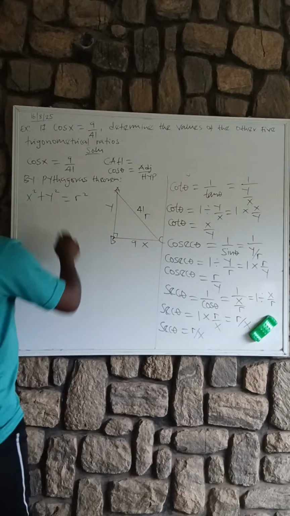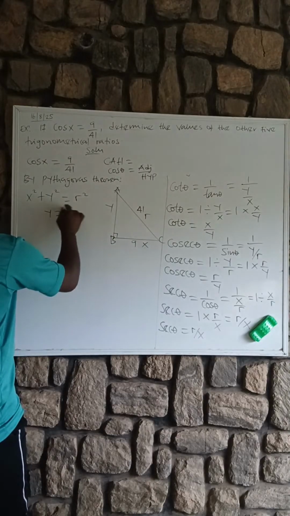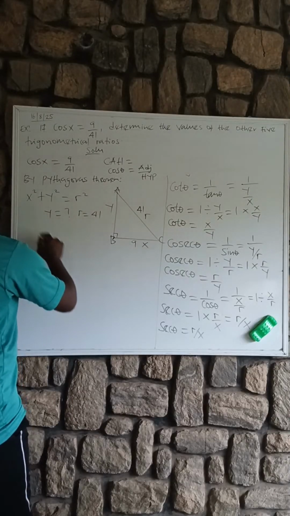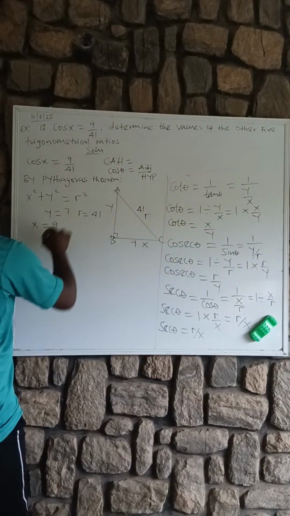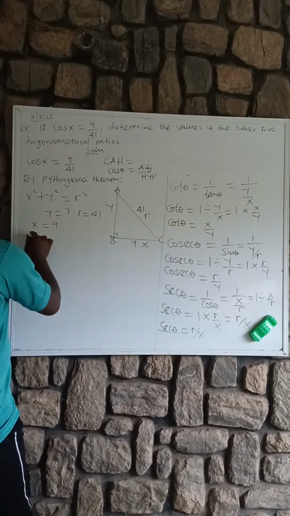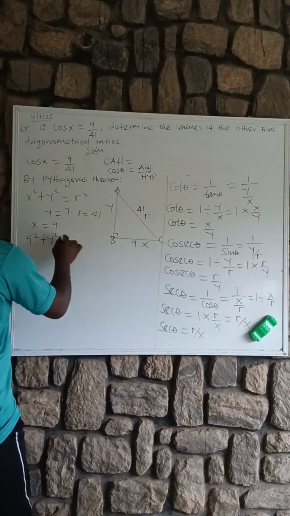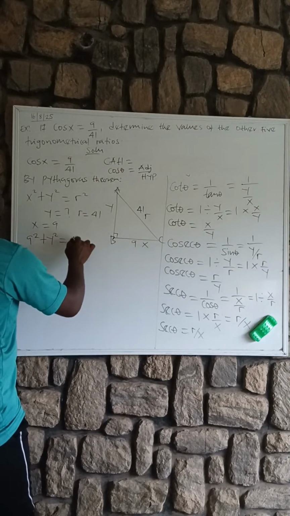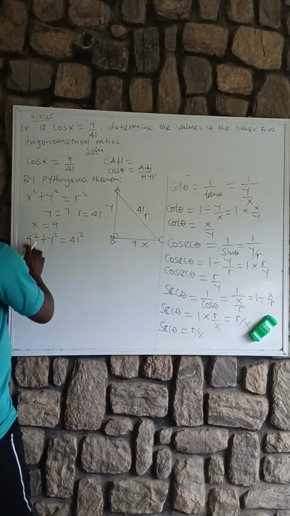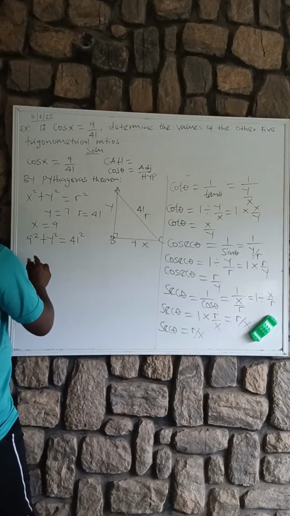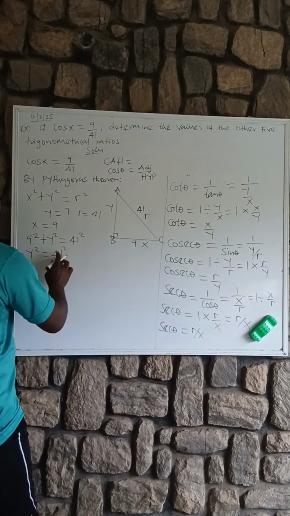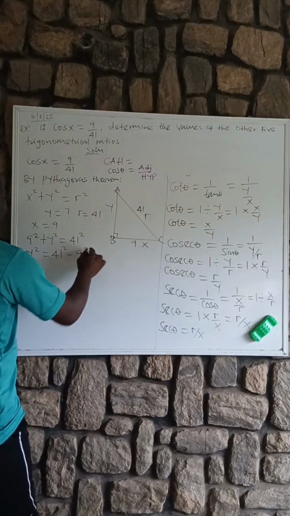That is the mathematical statement of the Pythagoras theorem. So here our y is unknown, r is equal to 41, x is equal to 9. So here we will now have 9 squared plus y squared equals 41 squared. By the time you take this one to the right hand side, y squared will now be equal to 41 squared minus 9 squared.